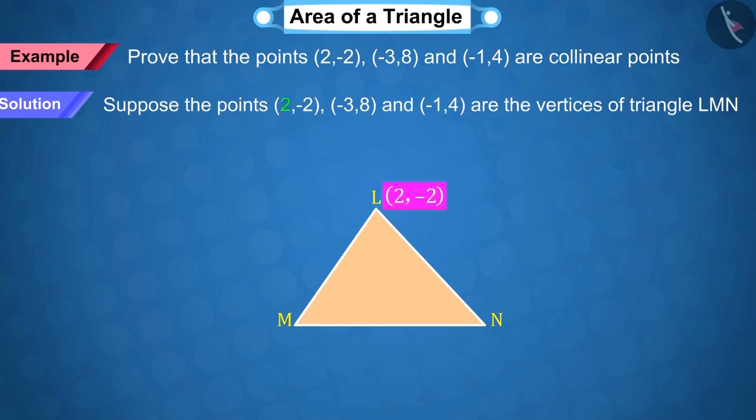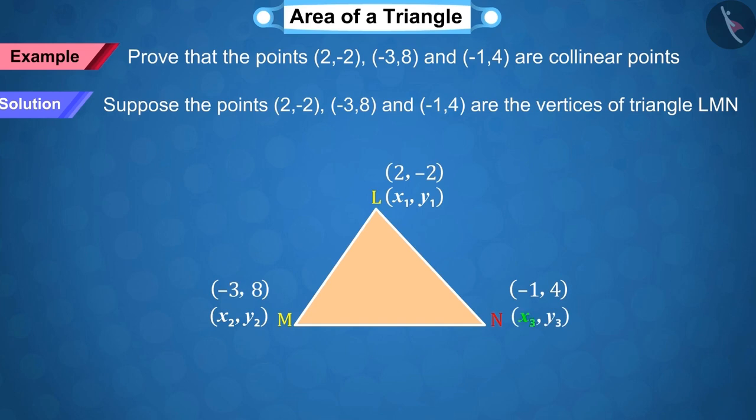Suppose that the points (2, -2), (-3, 8), and (-1, 4) are vertices of triangle LMN, which are represented as follows, where the coordinates of the point L are x1 equals 2, y1 equals -2. The coordinates of M are x2 equals -3, y2 equals 8, and the coordinates of N are x3 equals -1, y3 equals 4.